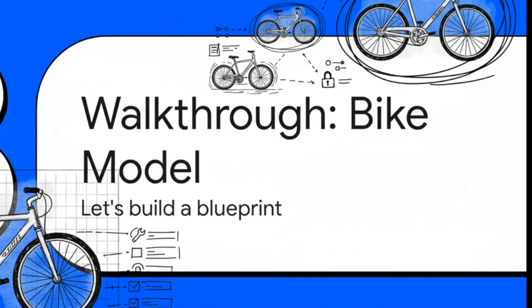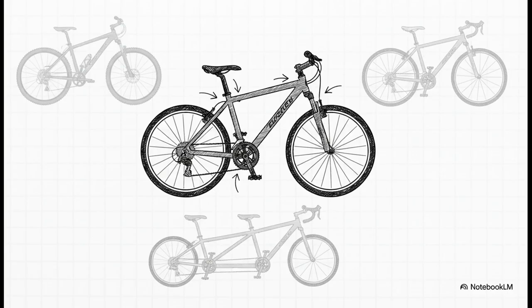So let's walk through creating our very first model and see this blueprint idea in action. For our example, we're going to build a simple catalog for bikes. So the most important thing to remember here is, we are not creating a bike just yet. We are creating the template for a bike. We're telling Codex what information every single bike we add later on is supposed to have.